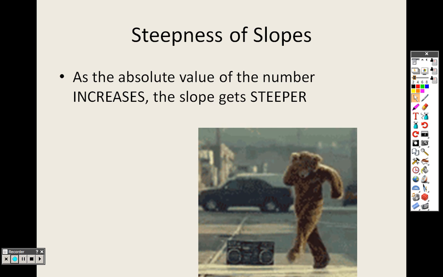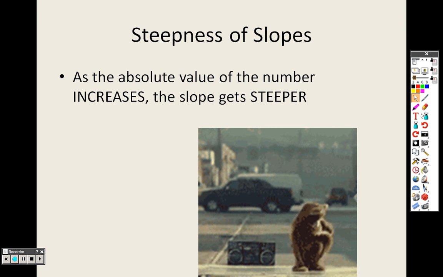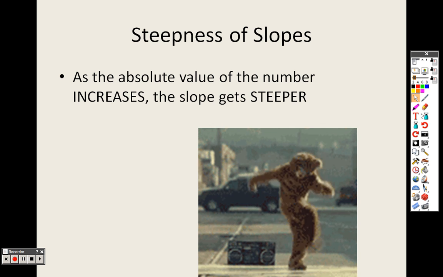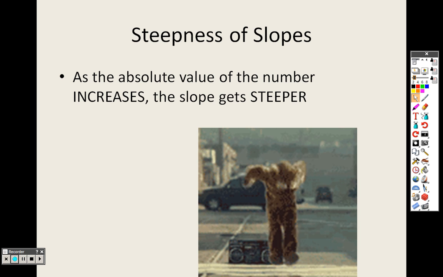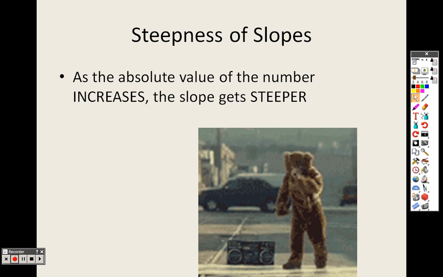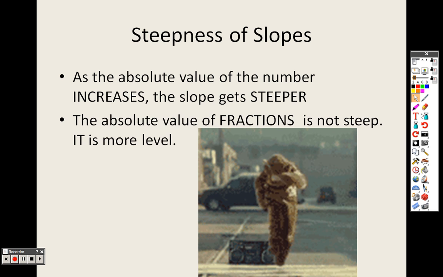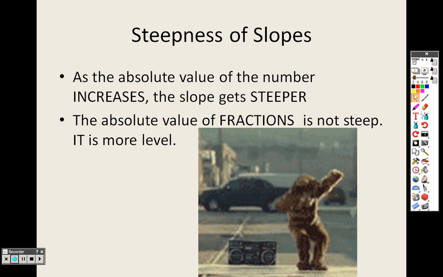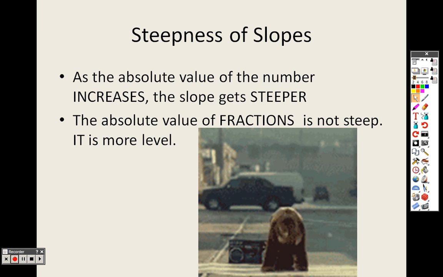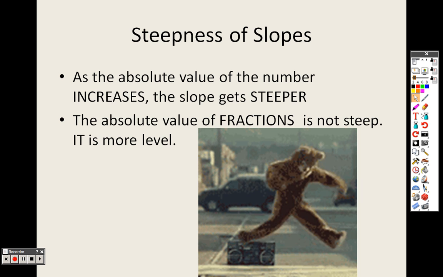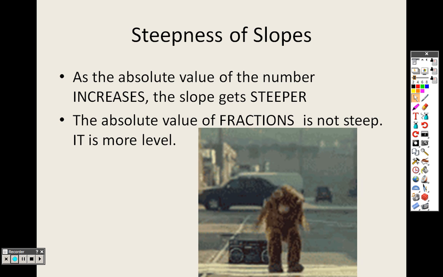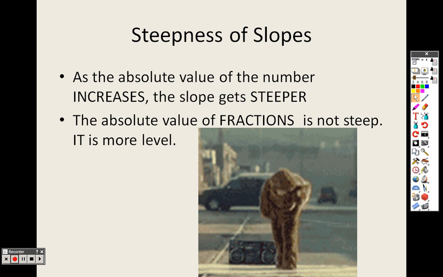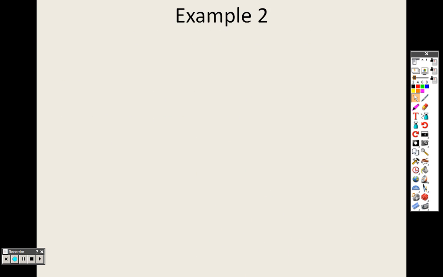So, steepness of slope. As the absolute value of the number increases, the slope gets steeper. What we're trying to tell you is basically that if the absolute value of the number is bigger, then the slope is going to be steeper. And the absolute value of fractions is not steep. It's more level. So the smaller the fraction, as in 1/8, 1/10, 1/12, the less steep it will be.